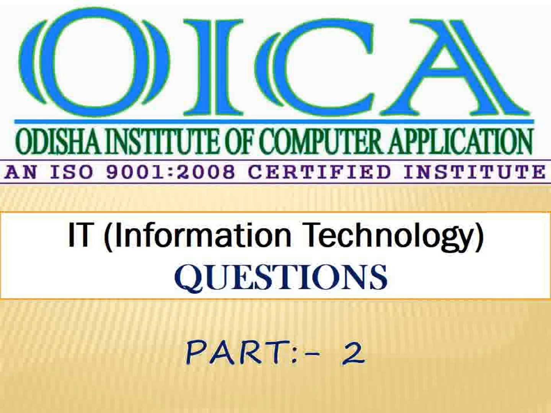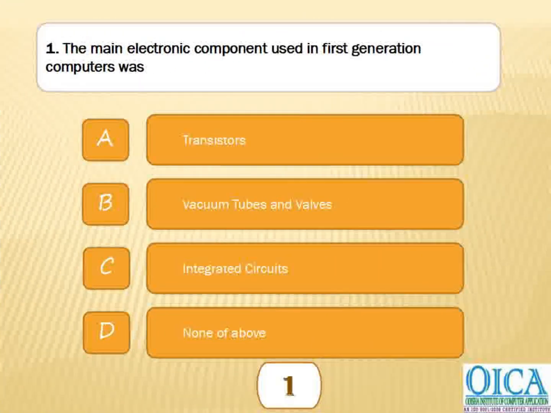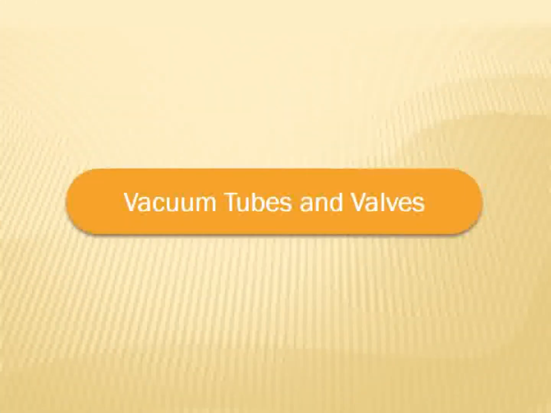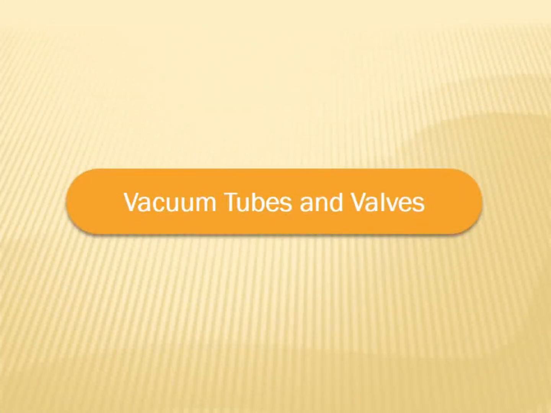IT, Information Technology. Questions Part 2. The main electronic component used in first generation computers was: A. Transistors, B. Vacuum tubes and valves, C. Integrated circuits, D. None of the above. The answer is B. Vacuum tubes and valves.